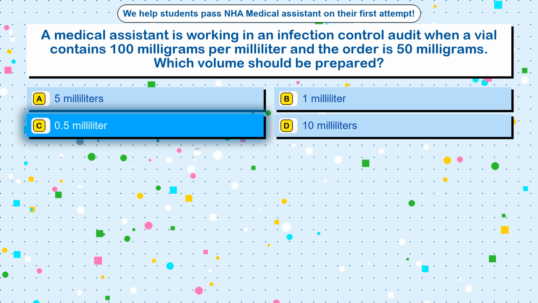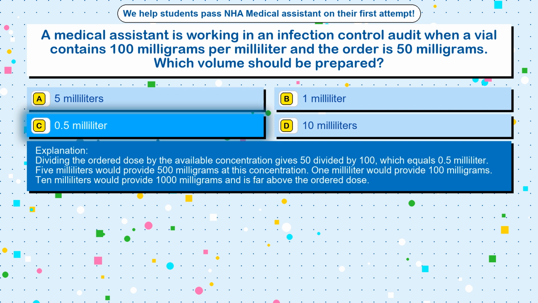0.5 milliliter. Dividing the ordered dose by the available concentration gives 50 divided by 100, which equals 0.5 milliliter. 5 milliliters would provide 500 milligrams at this concentration. 1 milliliter would provide 100 milligrams. 10 milliliters would provide 1000 milligrams and is far above the ordered dose.